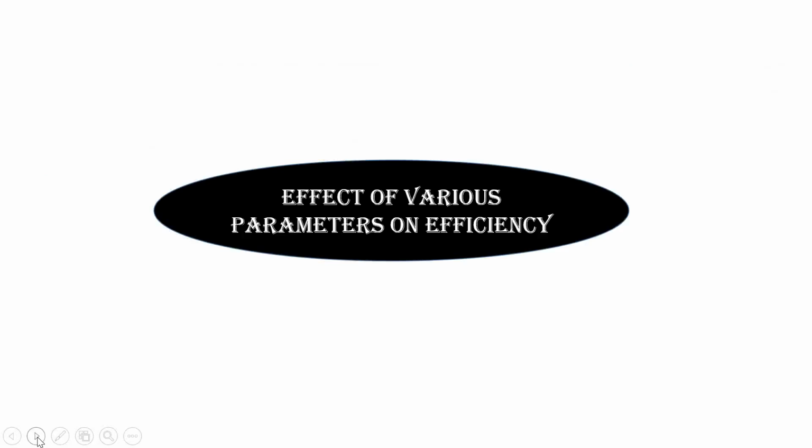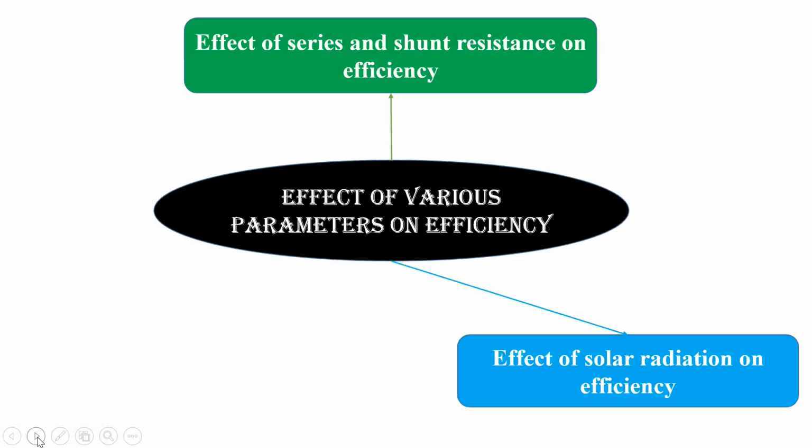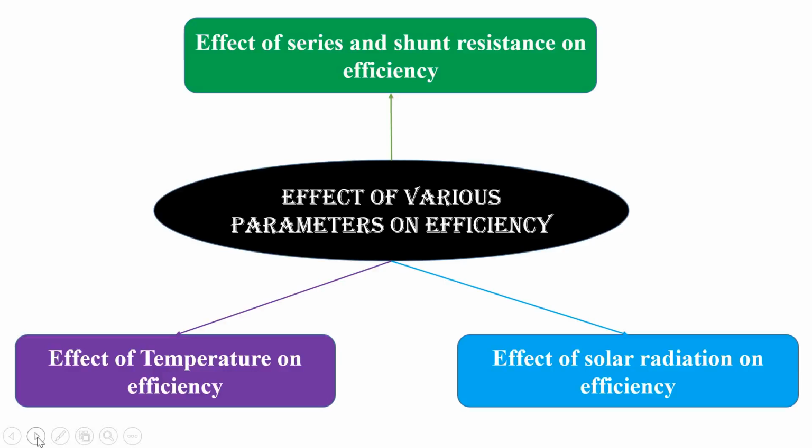Now, the effect of various parameters on efficiency of a photovoltaic solar cell. Three types of parameters are studied here. The first one, effect of series and shunt resistance on efficiency. The second is the effect of solar radiation on efficiency, and the third and last one is the effect of temperature on efficiency.